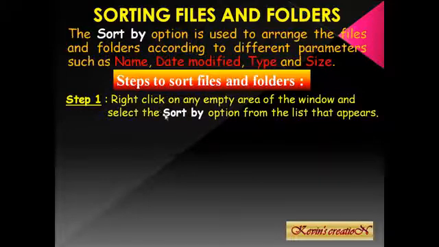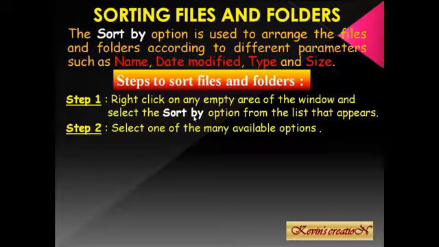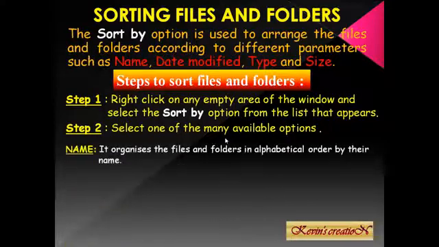you right click the mouse, okay, and then options will come and you have to select the sort by option from the list. So this is the only thing we have to do, and once you do sort by, all these options come, okay, then select one of the options, how you want to arrange your files, how you want to sort your files. So suppose you have chosen name, it organizes the files and folders in alphabetical order. So all the files which start with A will go up, B, C, D, and those which are X, Y, Z will be at the last, okay.